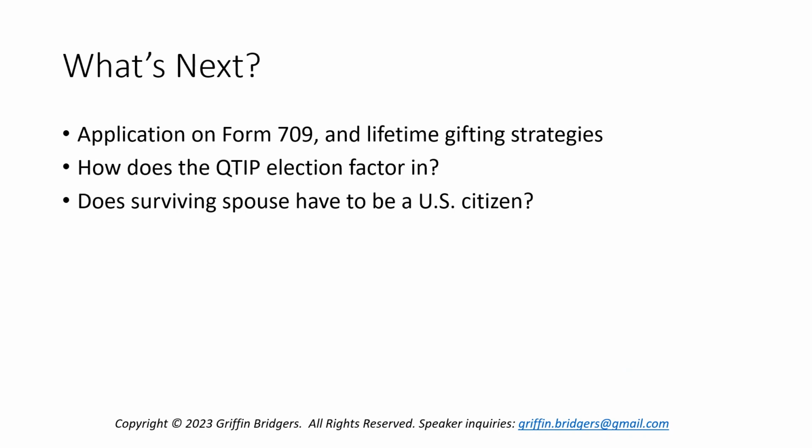So what's next? We're getting close to the end of this series, so thank you again for your patience in this longer video, but there's a lot I felt that needed to be combined here and gotten out in a holistic manner. So coming up, we're going to look at gift tax strategies, the application of the DSUE on the Form 709, coupled with lifetime gifting strategies, some of which I touched on here at the end. We'll also get into how the Q-tip election factors into and affects portability, and also the question, does the surviving spouse have to be a U.S. citizen to use the unused exclusion preserved through a portability election? Not to be viral, but the answer may shock you.